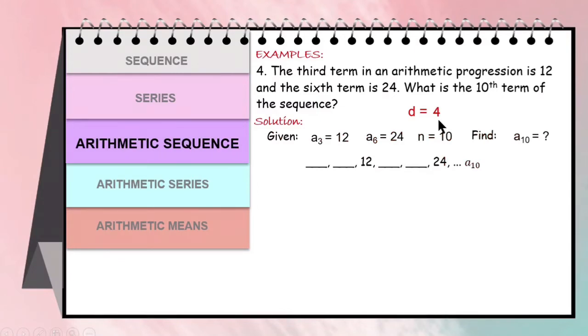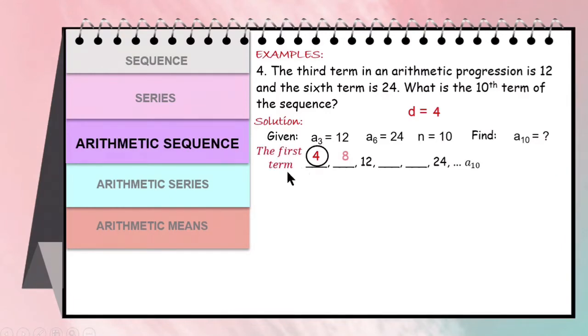We can now determine the first term by working backward. We start by subtracting 4, the common difference, from 12 to determine the second term. So 12 minus 4 is 8. And then from 8, subtract 4 to determine the first term. 8 minus 4 is 4, which is the first term.